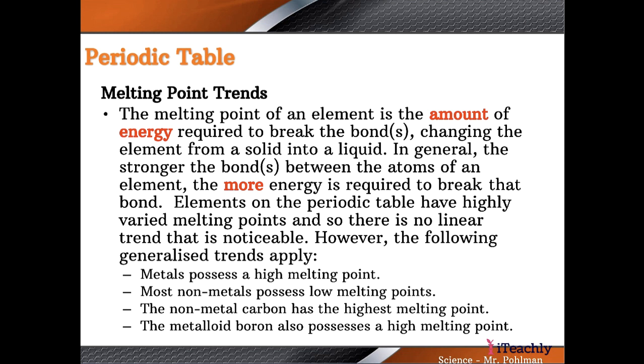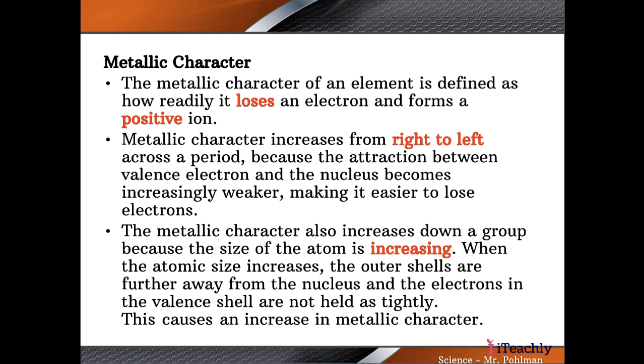So a nonmetal like carbon would have a high melting point. You're looking at a metalloid such as boron. That's going to be a real high melting point. So when we're looking at these, you just have to go to the characteristics of metals and nonmetals that I mentioned before.